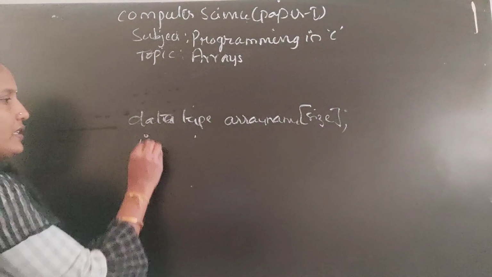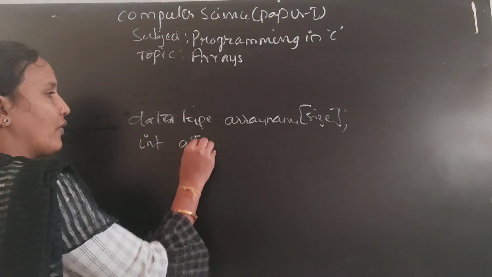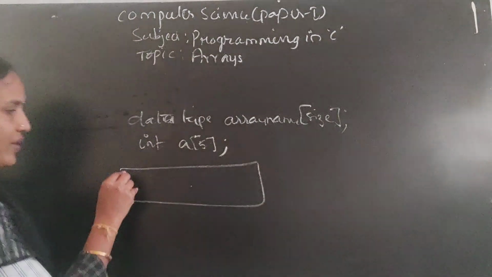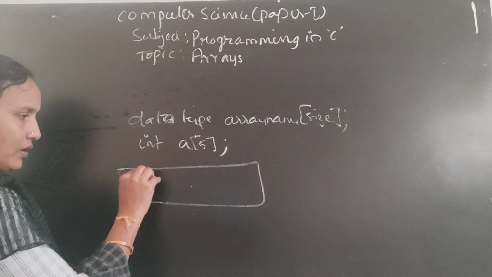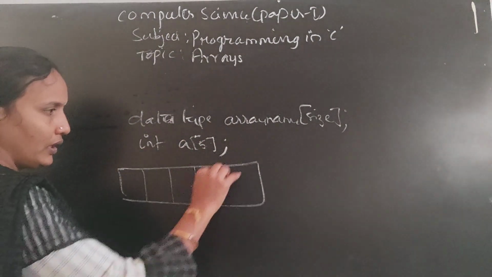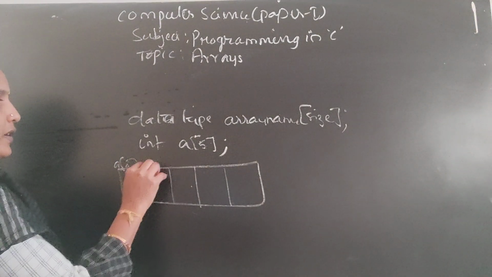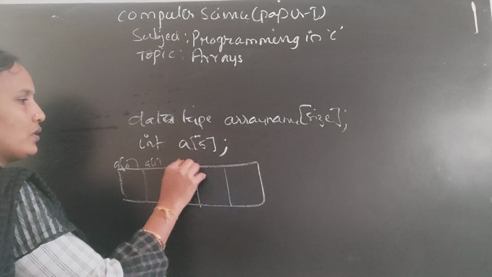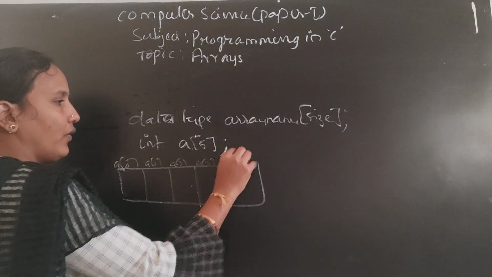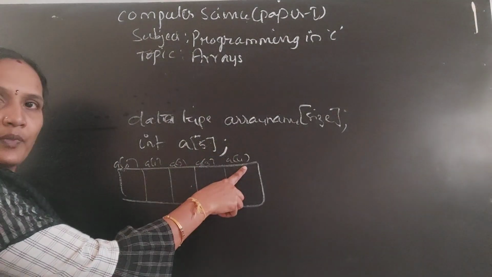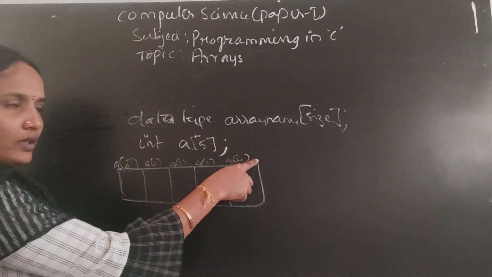For example, if I write int a[5]; what is the size? 5. The elements are a[0], a[1], a[2], a[3], a[4]. Array index starts from 0, so the last element is 5 minus 1, that is 4.